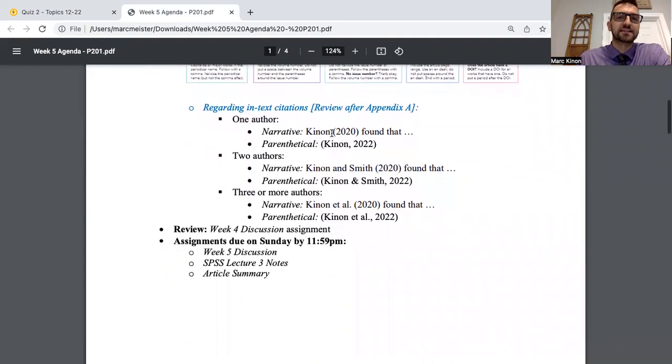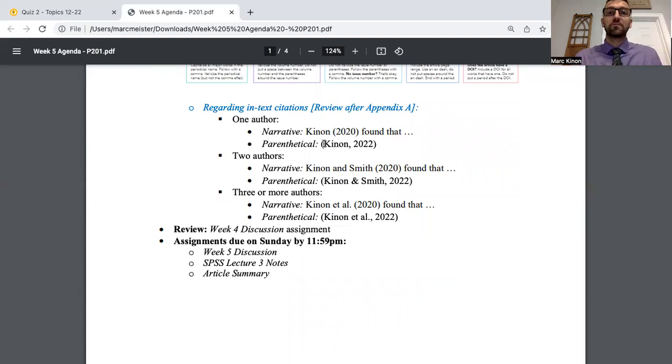So regarding in-text citations, if it's one author and a narrative citation, for example, it would be Kinnon, which is my last name, 2020, found that, okay? If you want, you can structure your paraphrasing in this manner. You can say Kinnon 2020 found that blah blah blah. Okay, so you see it's narrative because it's part of the narrative.